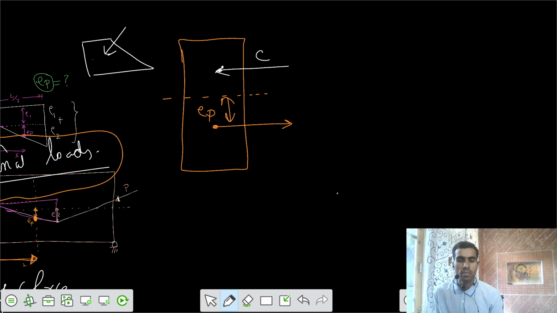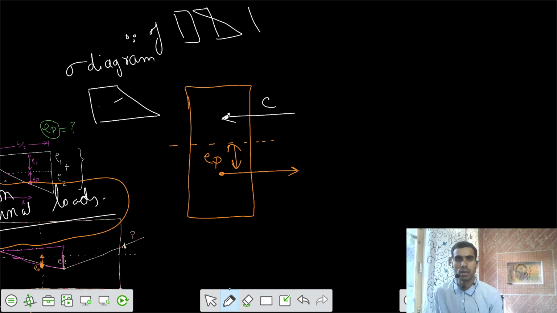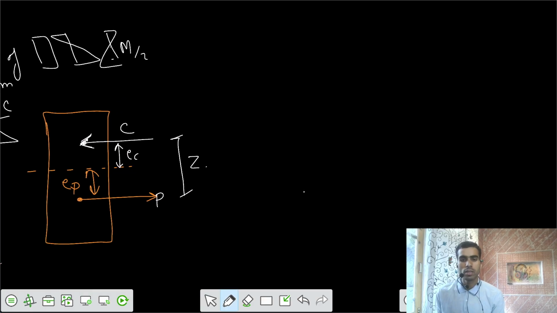This is the stress diagram because of all those combined factors. One was P by A, the second was PE by Z, and the third is M by Z. Based on that, we had a C force acting here, which is also equal to the P force. This part is your EC, and the total part we can call Z. So the first step in this method is to calculate that Z bar.